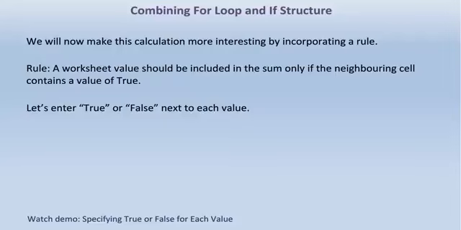Combining for loop and if structure. We will now make this calculation more interesting by incorporating a rule. Rule: a worksheet value should be included in the sum, only if the neighboring cell contains a value of true. Let's enter true or false next to each value.